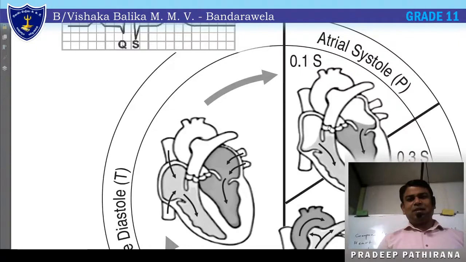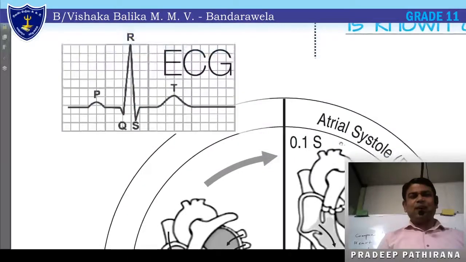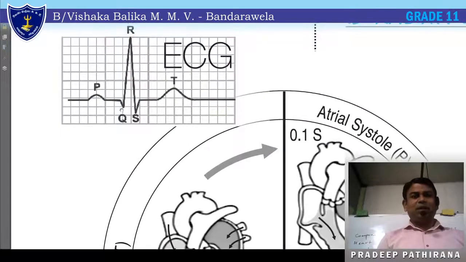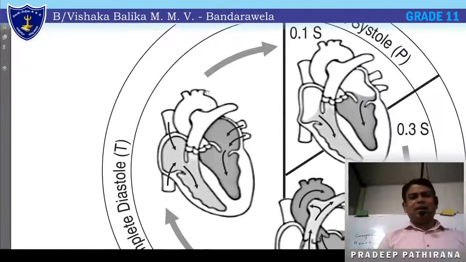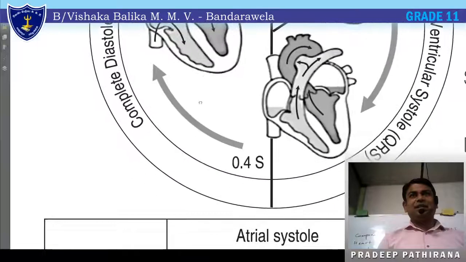And a sound comes as these valves are closing. Sorry. Sound doesn't come in this place. The first sound comes in the second phase. Look at this QRS phase. This is the most important phase, the QRS phase, because the blood is sent out from the heart in that phase. Then you can see the ventricular systole.